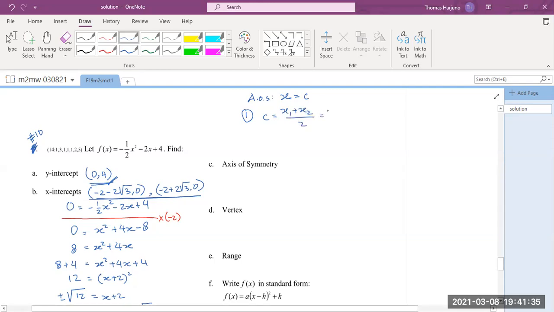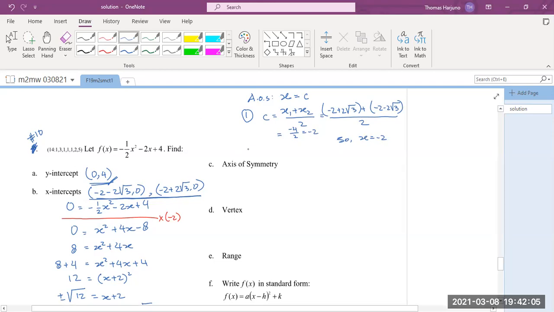Okay, so that will be negative 2 plus 2 radical 3 plus negative 2 minus 2 radical 3, the midpoint of the x-intercepts. Okay, so 2 radical 3 cancels, I get negative 4 over 2, that's negative 2. So the axis of symmetry is x equals negative 2. Okay, that's one way.